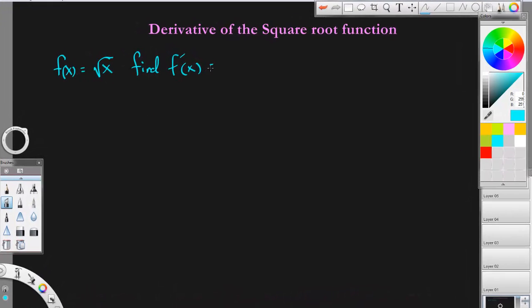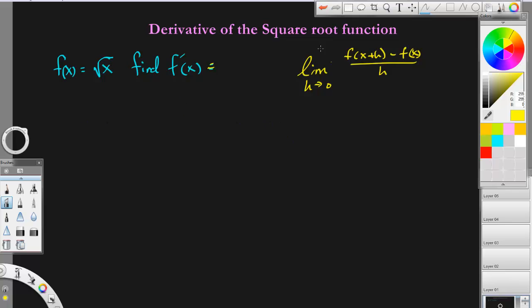So find f prime of x. We'll go with the definition of the derivative, which is the limit of f of x plus h minus f of x, over h. We've done this 100 times. So that's our definition that we're going to go by. And so we're going to plug in x plus h into this function.